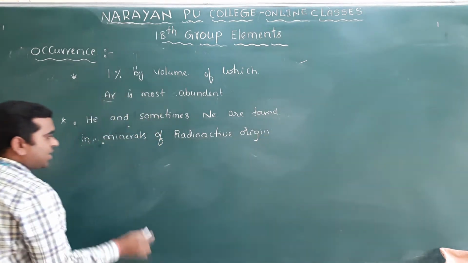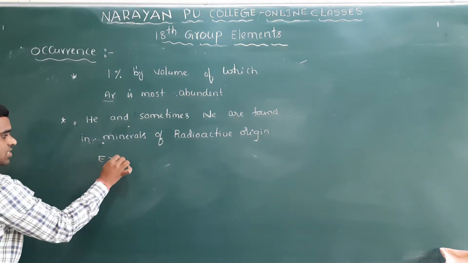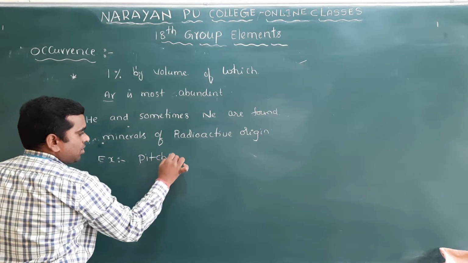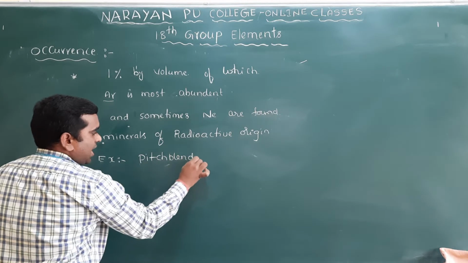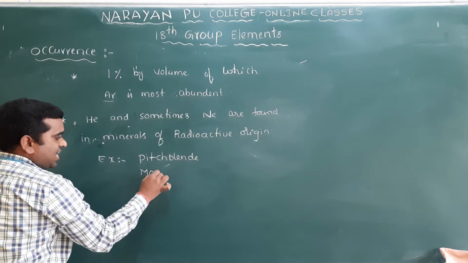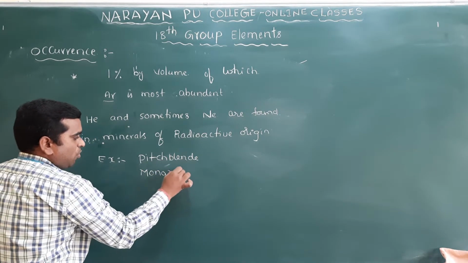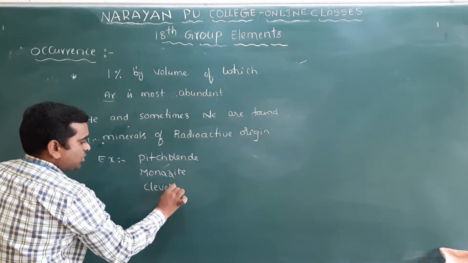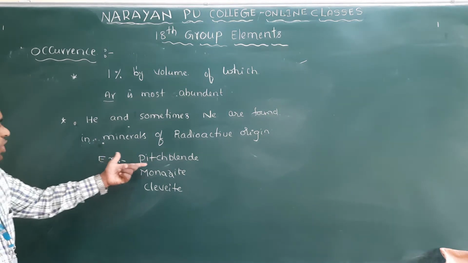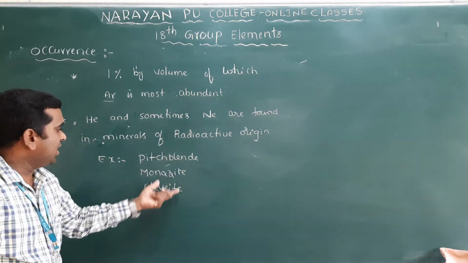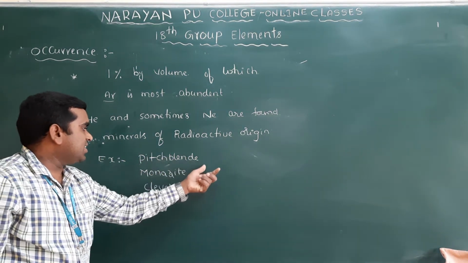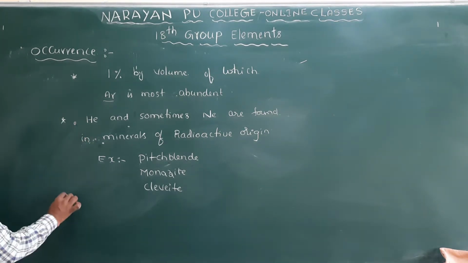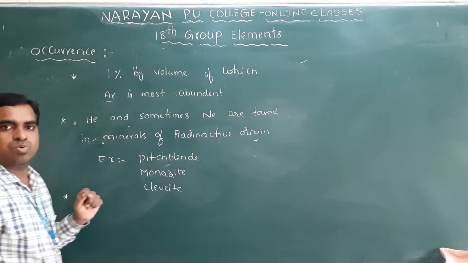Clear? So what are those minerals, what do radioactive minerals mean? Pitchblende, and another one is monazite, cleveite. So these are the radioactive minerals. Mainly helium is found in these radioactive minerals. Clear? And very important here is the next one.